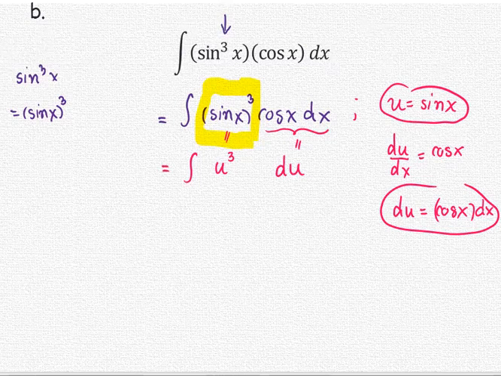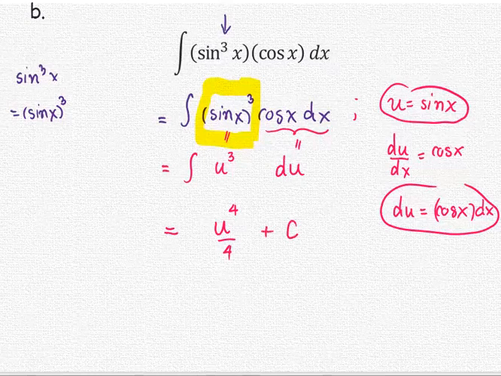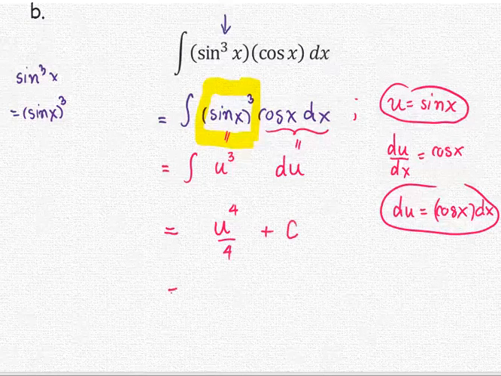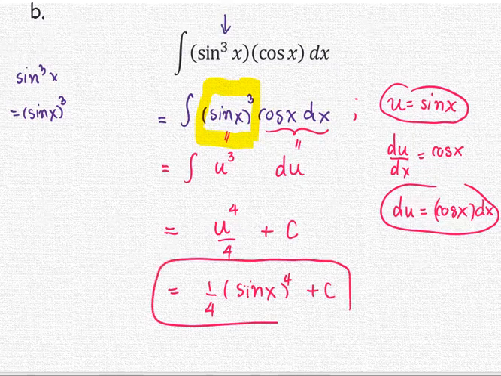So now we have the integral of u to the third with respect to u. Use the power rule again, the antiderivative of the power function. The power is 3, and 3 is not negative 1. So we can do it as u to the power 3 plus 1, or 4, and then divided by 4 plus c, the constant of integration. Divided by 4 is the same as 1/4. And what is the u that we assigned at the beginning? u is sine x, so the answer is 1/4 sine x to the power 4, plus c. And this is the answer for this problem.